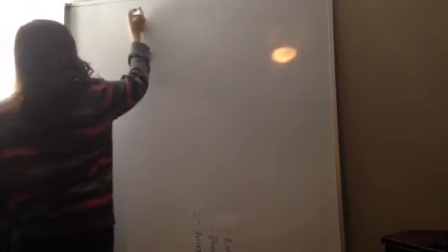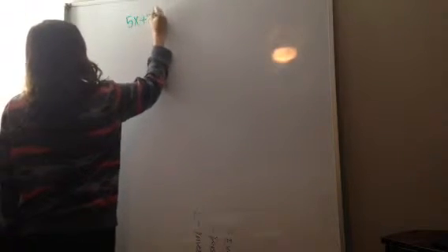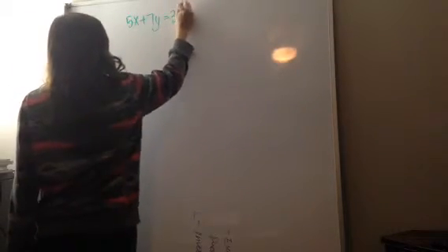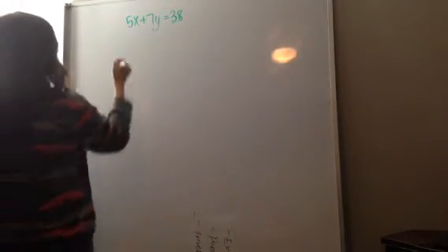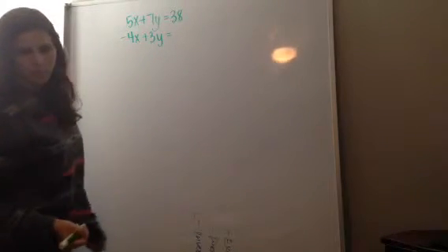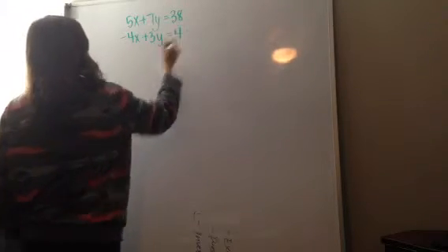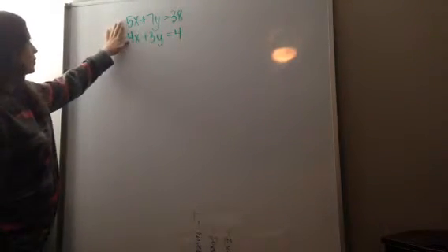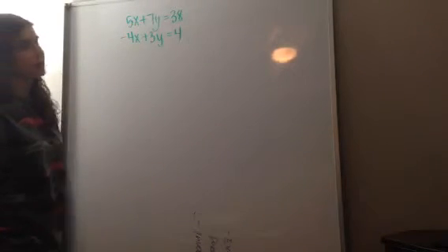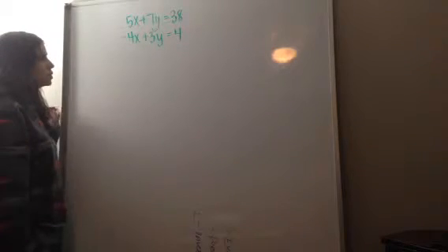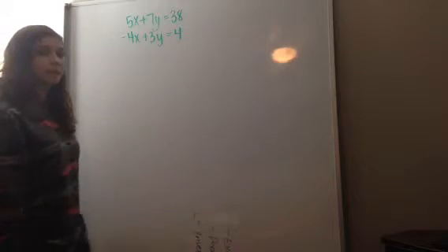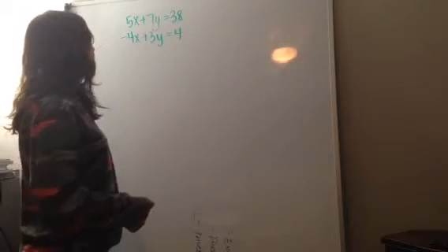Okay, 5x plus 7y equals 38. And then -4x plus 3y equals 4. Okay, now the numbers in front of the x's aren't the same, and the numbers in front of the y's aren't the same. So we're going to have to multiply both of them by different numbers so that they end up being the same numbers in front of that variable so that they'll eliminate.